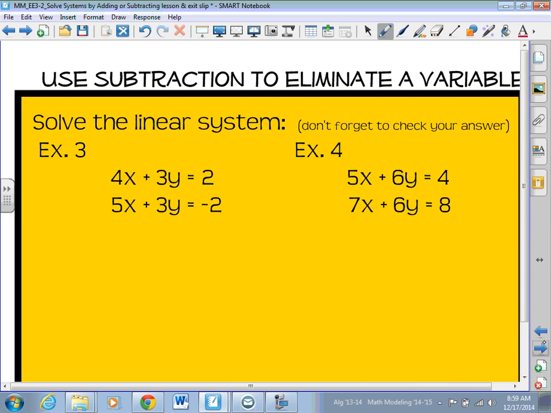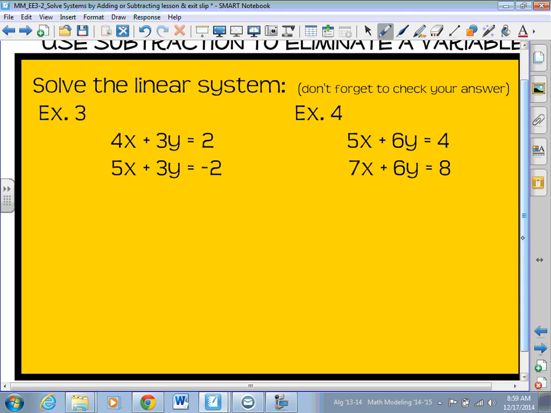Now let's take a look at using subtraction. So I have two more examples here for you. So if you take a look here, I have, for example 3, 4x plus 3y equals 2, and then 5x plus 3y equals negative 2. Well, if you notice these three y's right here in the middle, they're the same, which means if I subtract them from one another, they would cancel to 0, because a positive 3y minus a positive 3y would give me 0 y's. So I'm going to go ahead and subtract these.